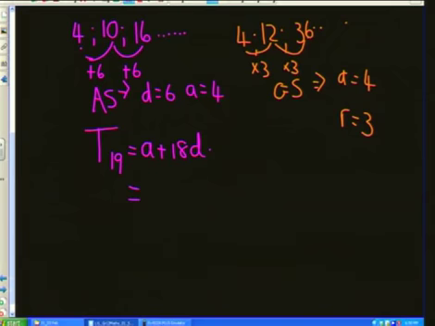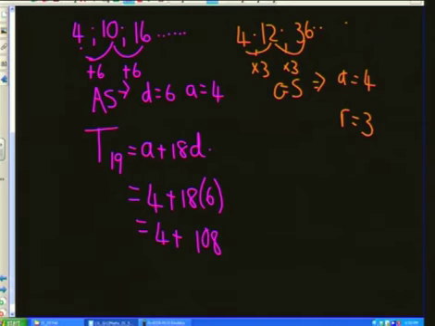Do we know A? Yes, we do. It's 4. Do we know D? Yes, we know it. It's 6. So that's going to be 4 plus 18 times 6. So that's 8 carry the 4, 108, I hope, which is 112. So we got that nice and easy. So term 19 of this purple series is actually term 37 of the original.